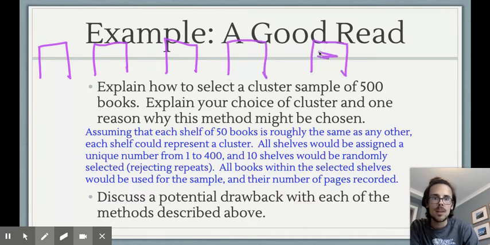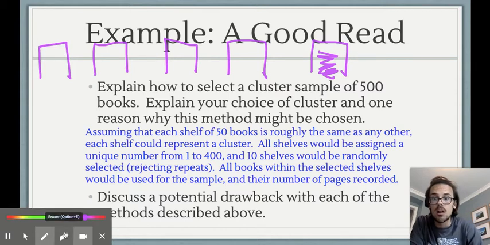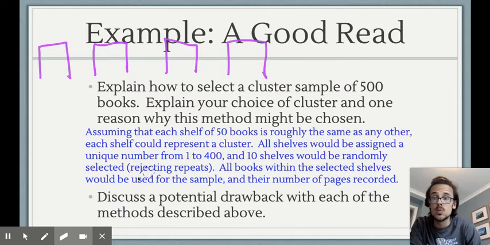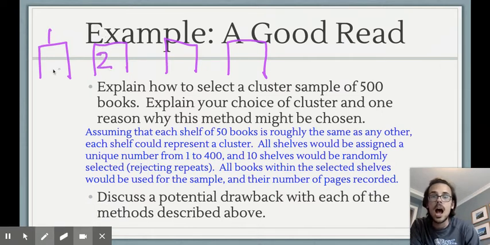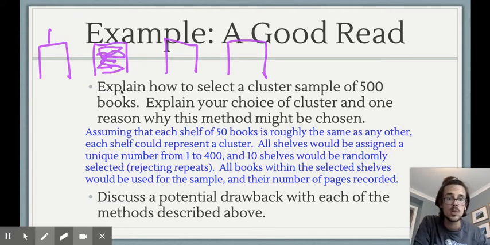Like if I had all my encyclopedias over here, a cluster sample would be a bad thing because this is not the same as this. But assuming that they are all about the same, if the shelves are similar, then all I would do is I would number off my shelves, 1, 2, 3, 4, etc. I would do a random sample and pick my shelves. And then once I got my shelves, I would talk to or look at every book in that shelf. So that's how you could incorporate a cluster sample.